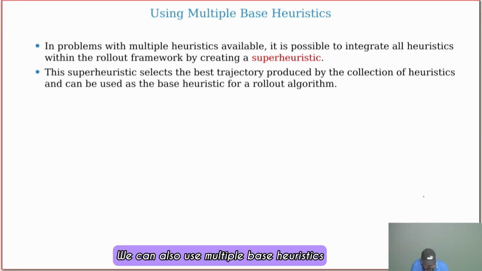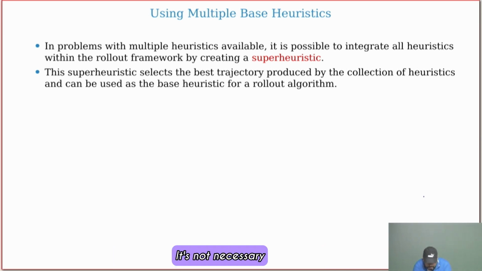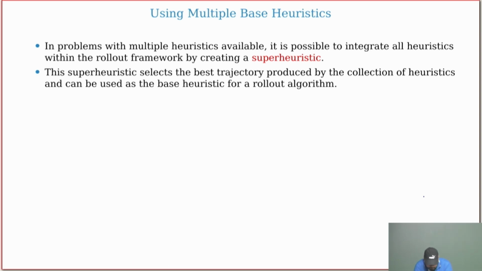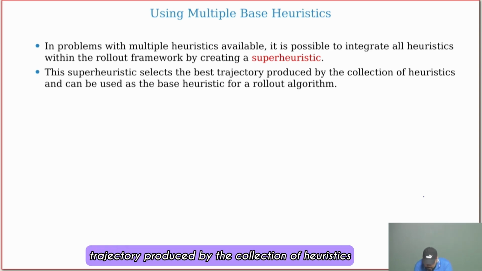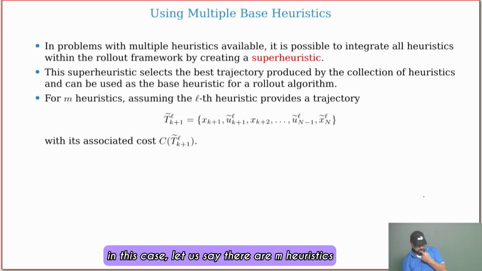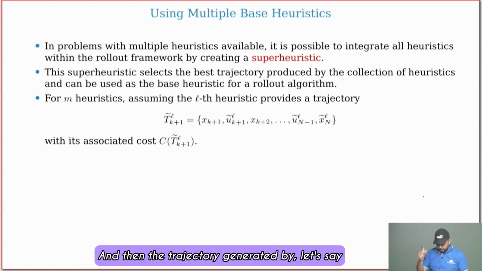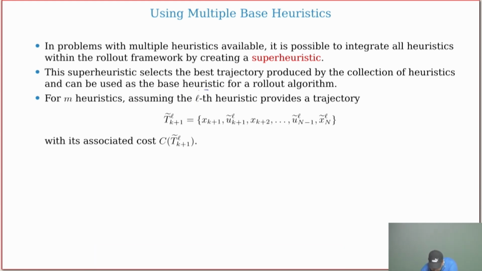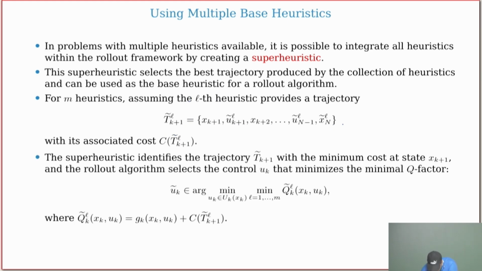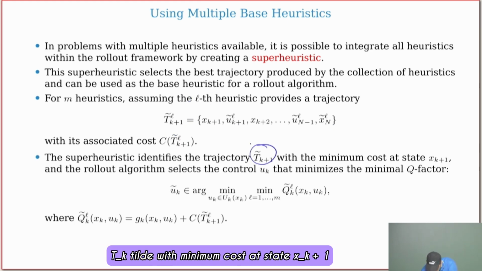Okay, so we can also use multiple base heuristics. It's not necessary that you use only one of them. So in problems with multiple base heuristics, we can integrate all heuristics by creating something called a super heuristic. This super heuristic selects the best trajectory produced by the collection of heuristics. So in this case, let us say there are m heuristics, and the trajectory generated by, let's say, the lth heuristic is this Tk tilde l. It starts from k plus 1 and so on up to n, and then the super heuristic identifies the trajectory Tk tilde with minimum cost at state xk plus 1.